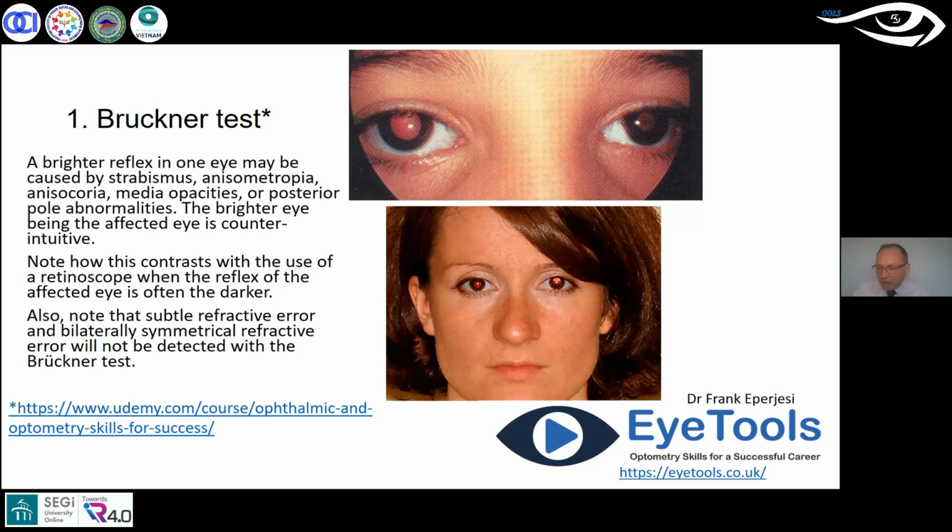And just one other point on this before I move on, just notice that this contrasts with when we're using our retinoscopes, where sometimes it's the darker reflex that gives us some concern. With the Bruckner test, it's the brighter reflex. It's asymmetry between the reflexes, and it's the brighter one that we need to be looking out for. Okay, just moving on now to number two.